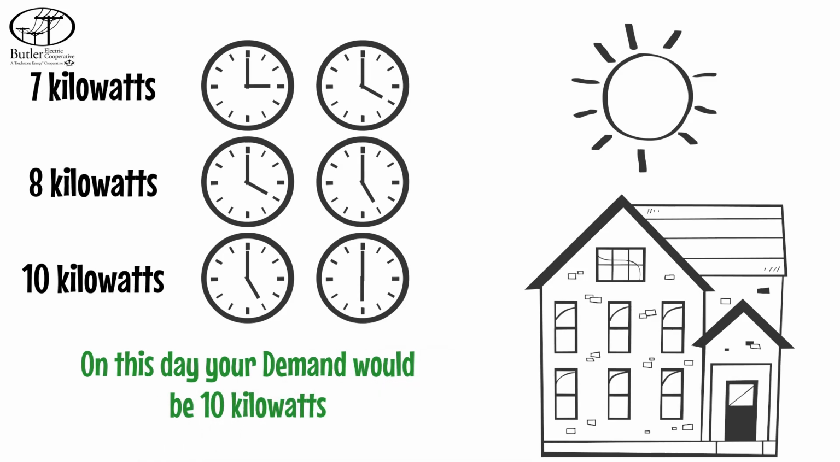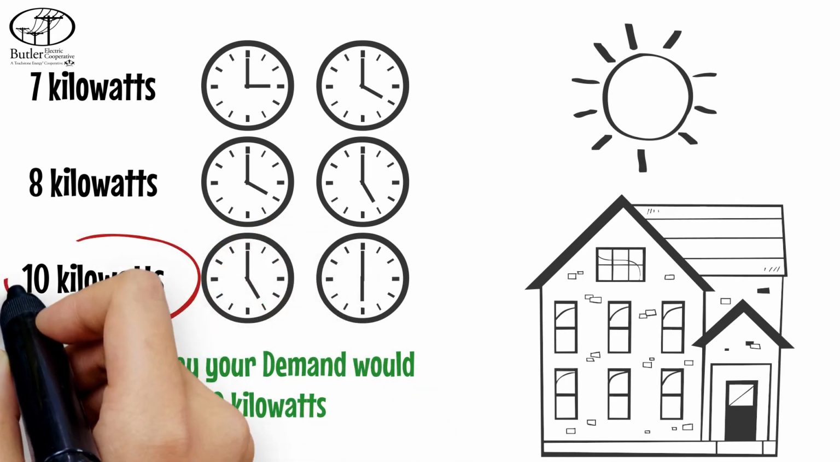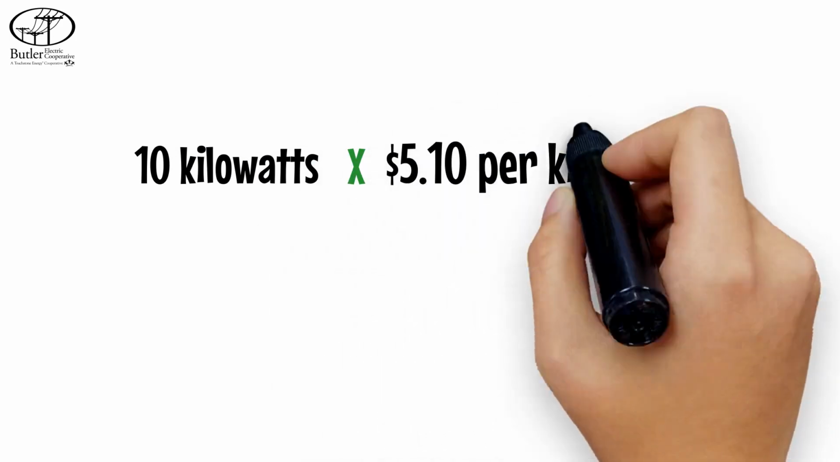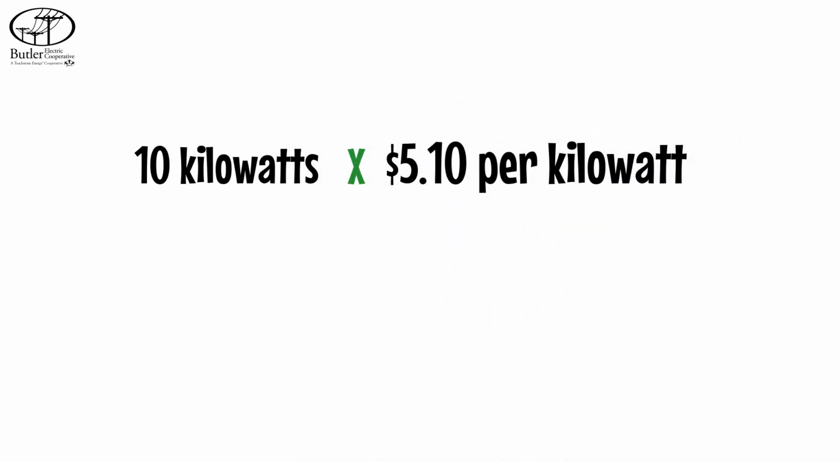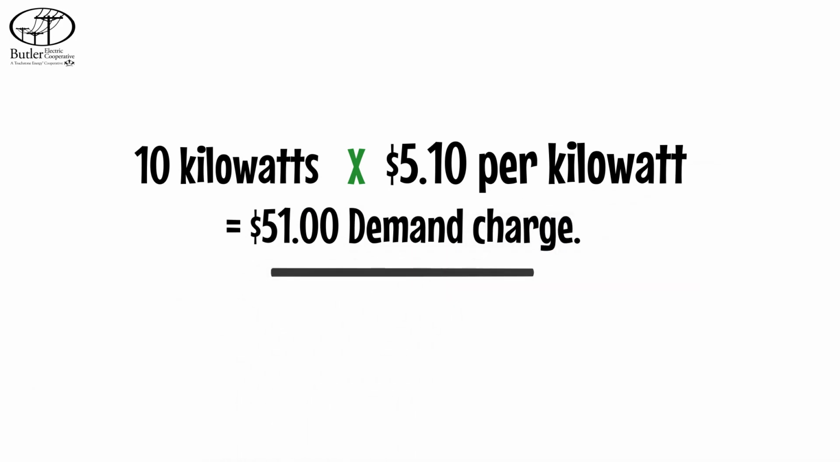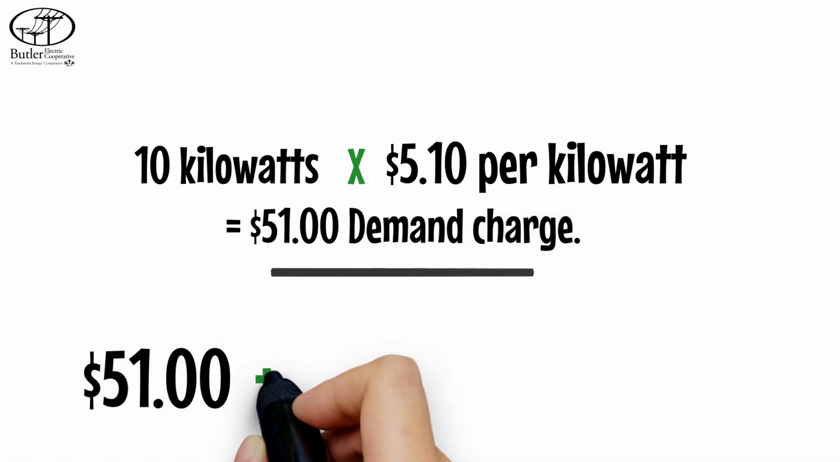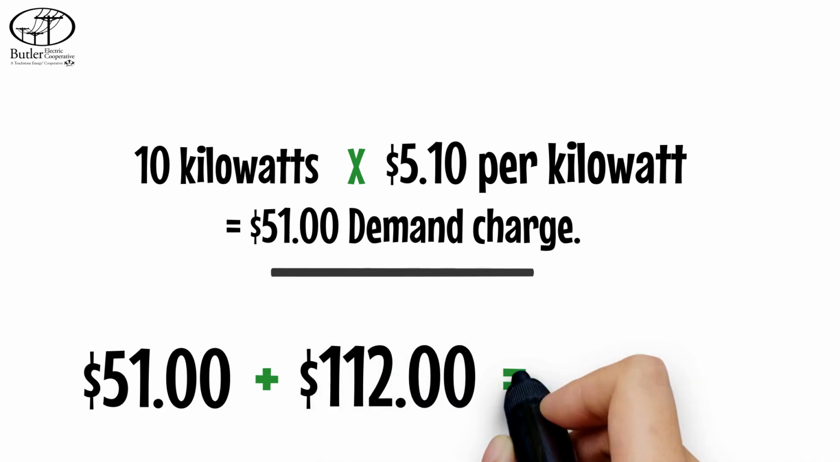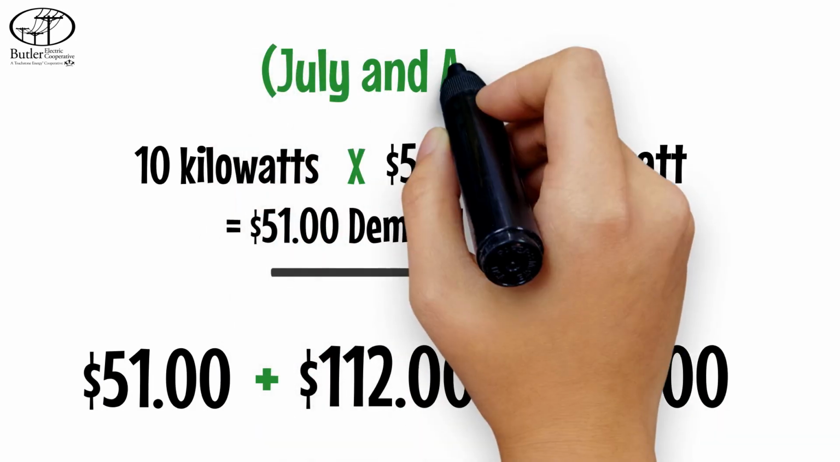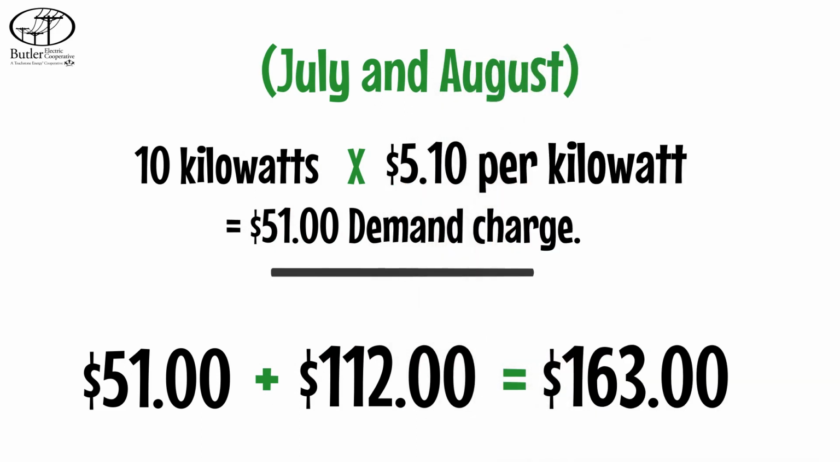At the end of the month, we take the highest hourly demand, and that becomes your billing demand. So if 10 kilowatts is your July billing demand, we would take 10 kilowatts times the demand charge of $5.10 per kilowatt. This would give you a $51 demand charge. Add that with the $112 energy charge, and you would have a $163 total energy consumption charge in July. That is how your energy consumption is calculated for the months of July and August.